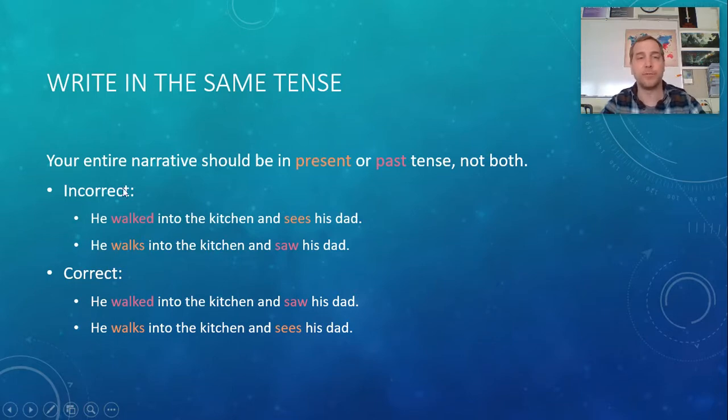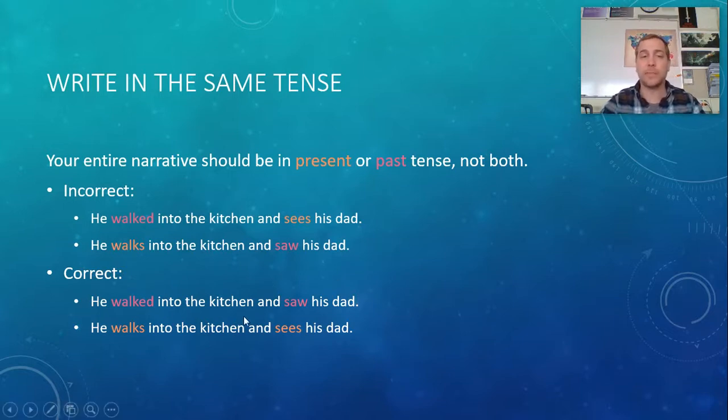So here are two ways to do this incorrectly, right? If you say "he walked into the kitchen and sees his dad," right? "Walked" is in the past tense, whereas "sees" is in the present tense. If it were past tense, it would be "saw," right? Or you could do it this way: "He walks into the kitchen and saw his dad." Right? You're mixing up your verb tenses, and you really don't want to do this in your story.